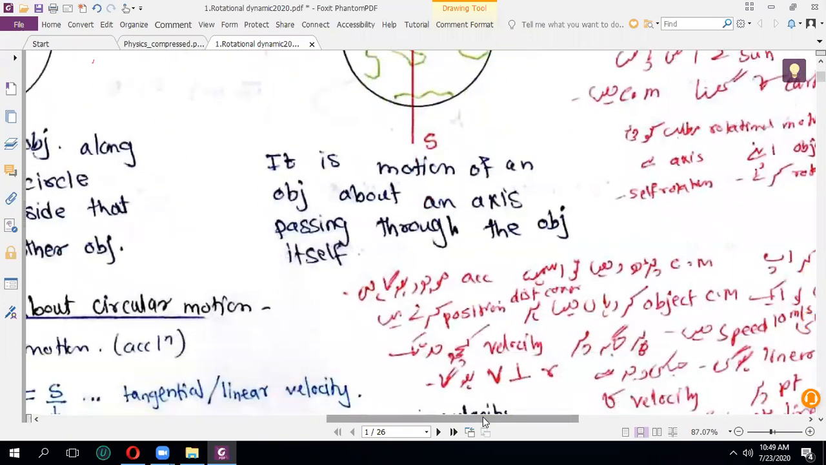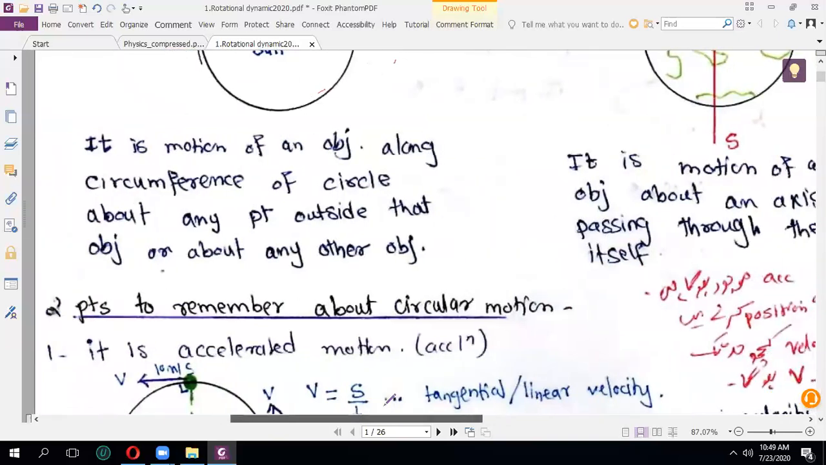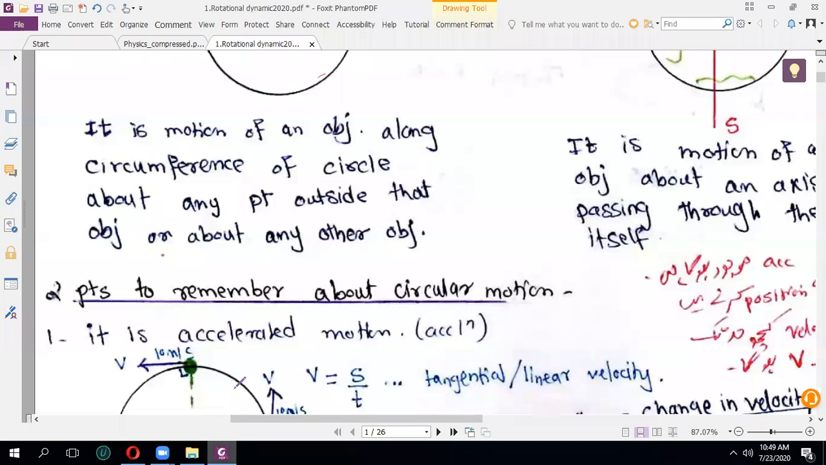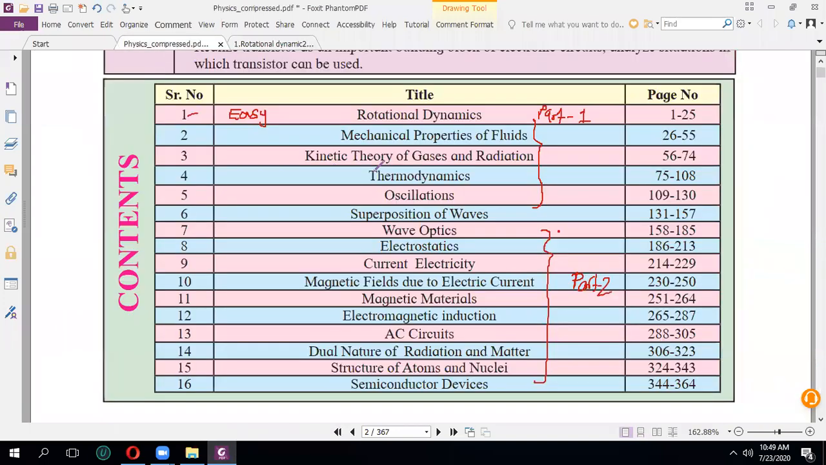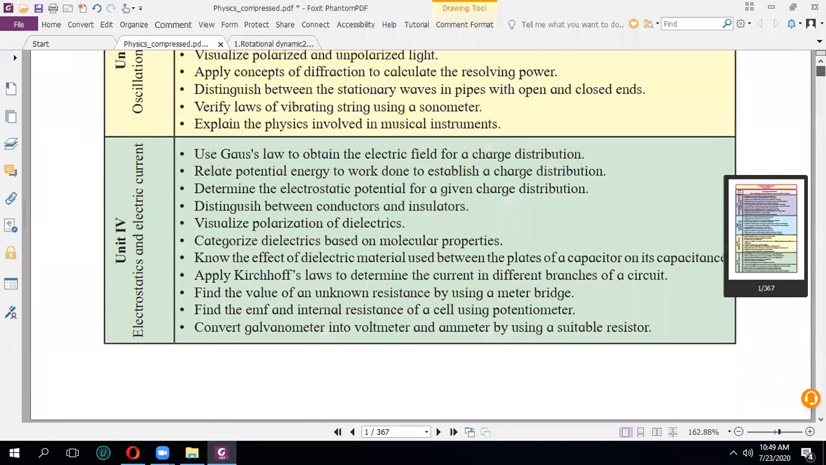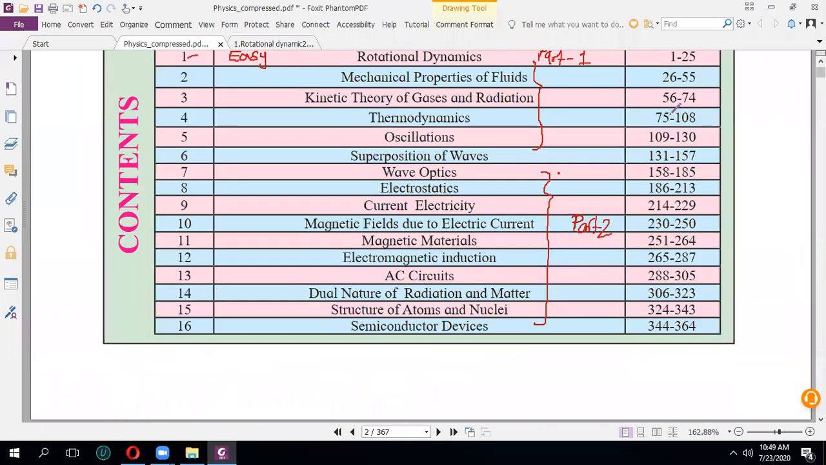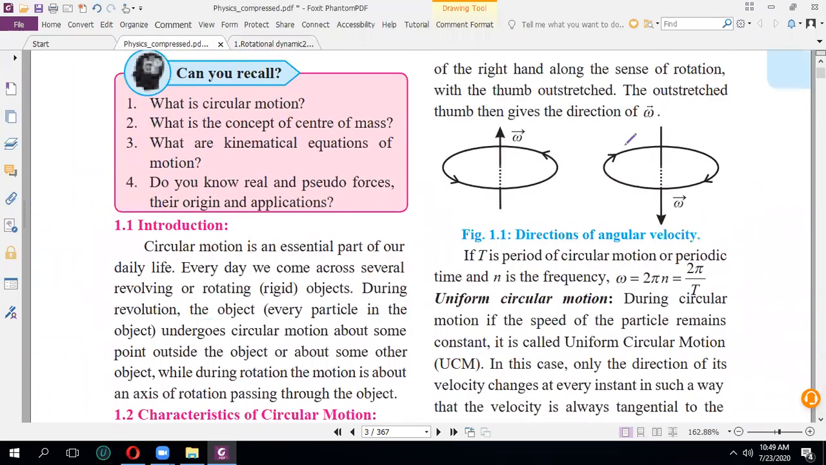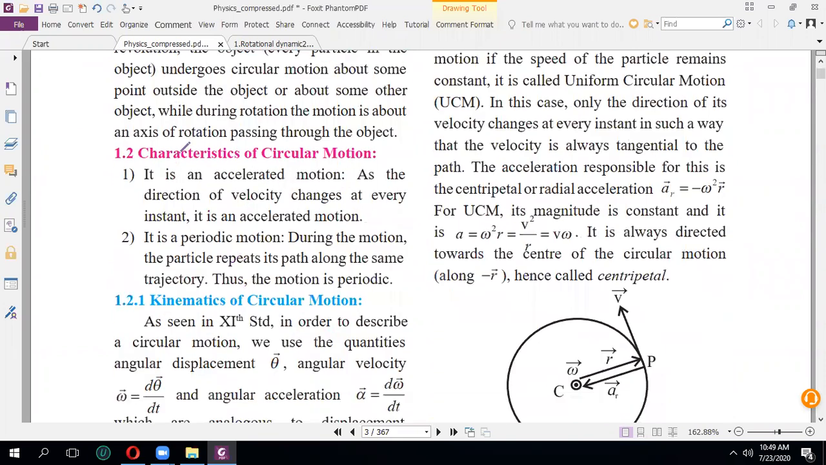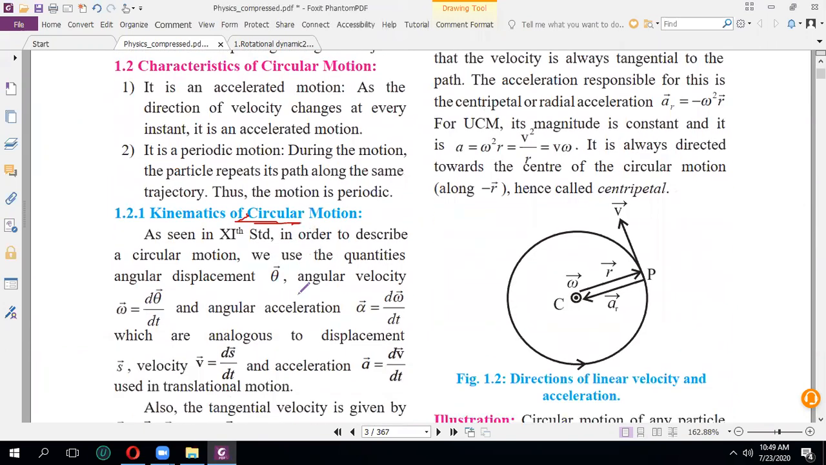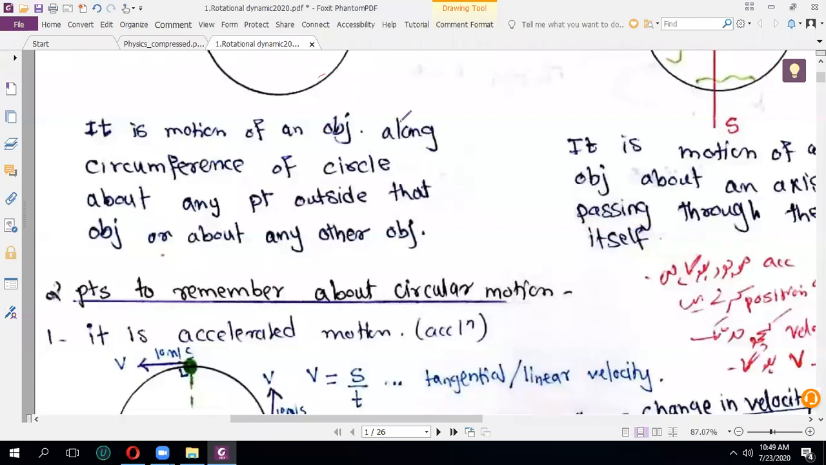Now, the second part, two points to be remembered. We are going one by one, following the textbook content. So what we have done, we have done this part one by one. Now we will study the characteristics. Then we will study the kinematic part, so don't worry about this. We are covering all parts.